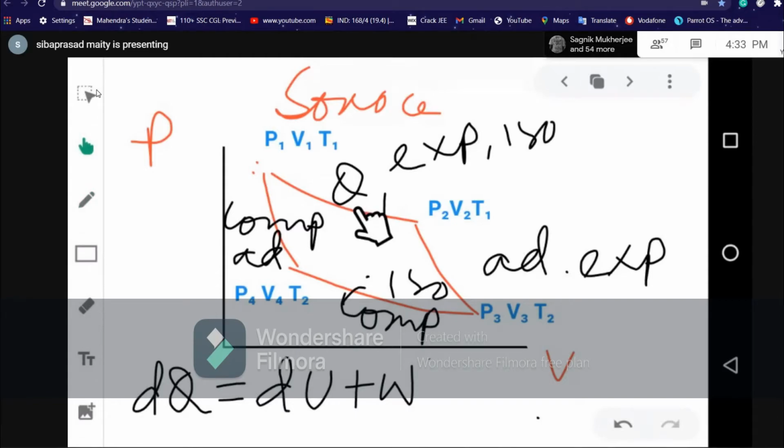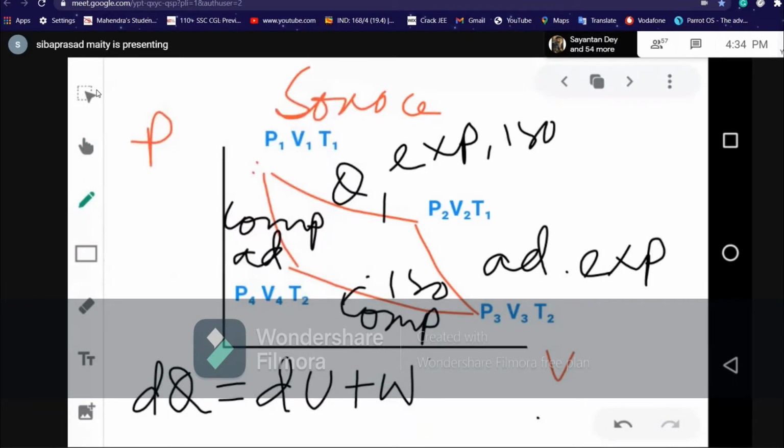Now dq means energy supplied. How much energy supplied in the state 1? Q1. Sir, Q1. How much du is there? Temperature remains constant. How much du is there? Zero, because it is an isothermal process, right? Yes, sir. Then Q1 equal to w.